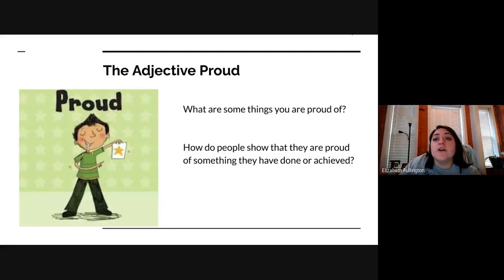All right, so we are on the adjective proud. We're mentioning this one because it's mentioned in our test, and we want to make sure that you understand what proud means. So let me go ahead and spin the wheel. Somebody else is going to be able to answer this question.